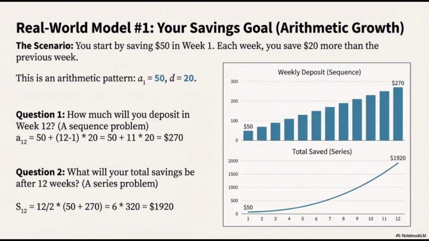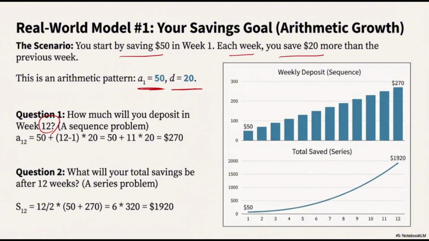So let's have the real world implication. Imagine that we do have a saving goal, and the scenario is like this. You start by saving $50 in week 1. It means that your first step of saving is $50. Each week you save $20 more than the previous week. And here's the question. First of all, we do know that d is $20 and a1 is $50. How much will you deposit in week number 12?